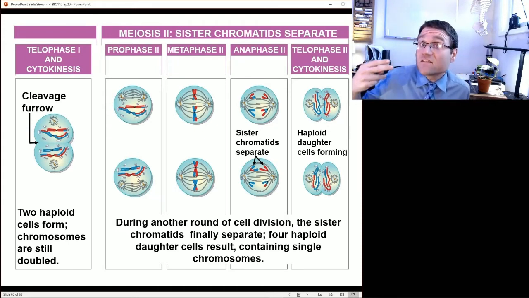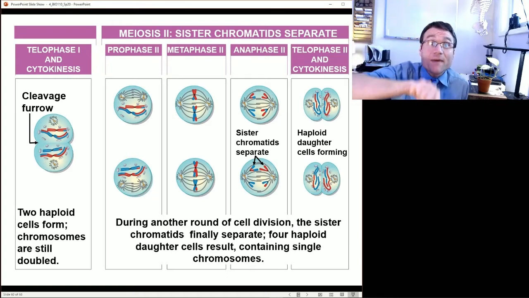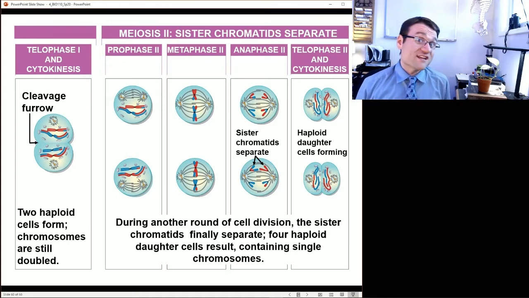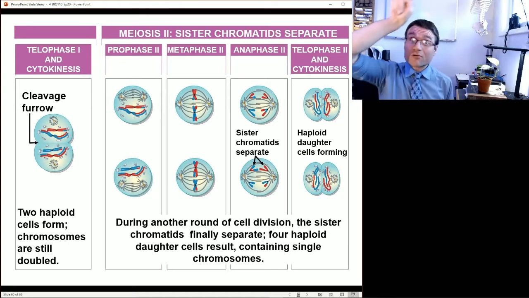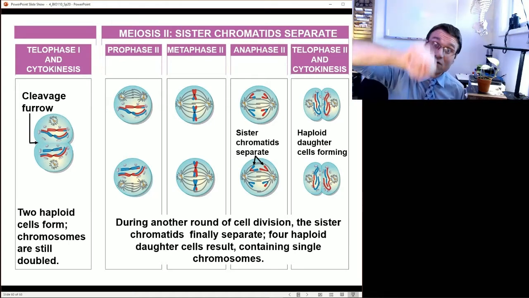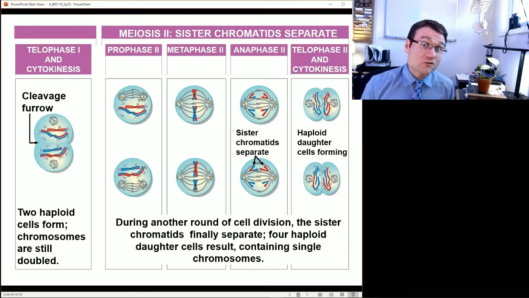In metaphase 2, they line up on the metaphase plate right down the center of the cell. Remember, the metaphase plate is not a physical object. It's just the prime meridian of the cell. It's an imaginary line where everything is going to line up.